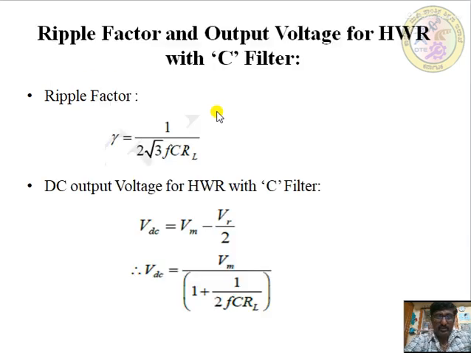The formula for the ripple factor is gamma equal to 1 divided by 2 root 3 Fc into RL. This is the formula for the ripple factor for the capacitor C filter, and the DC output voltage of the half wave filter is VDC equal to Vm minus Vr by 2. Therefore VDC is equal to Vm divided by 1 plus 1 divided by 2 Fc into RL.